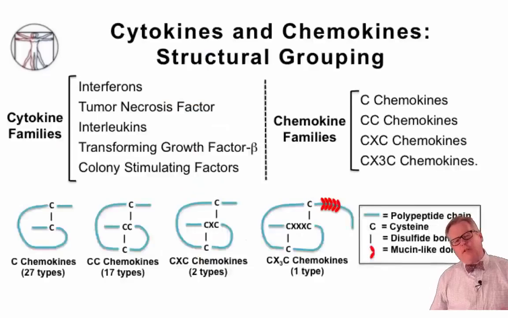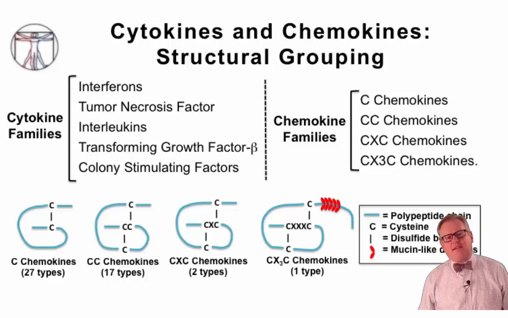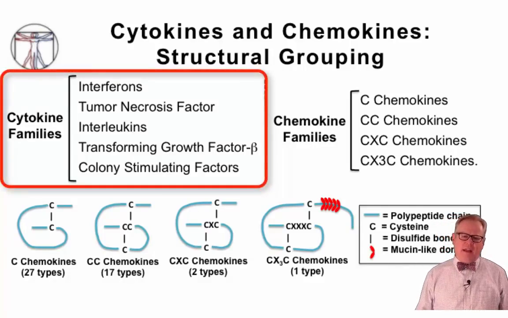So there's a couple of ways to group cytokines and to think about them. One way that people lump cytokines together is by structural grouping. And as you can see on the left-hand side, these are the structural groups of cytokines: interferons, tumor necrosis factor family, interleukins, transforming growth factor beta family, colony stimulating factors, etc.